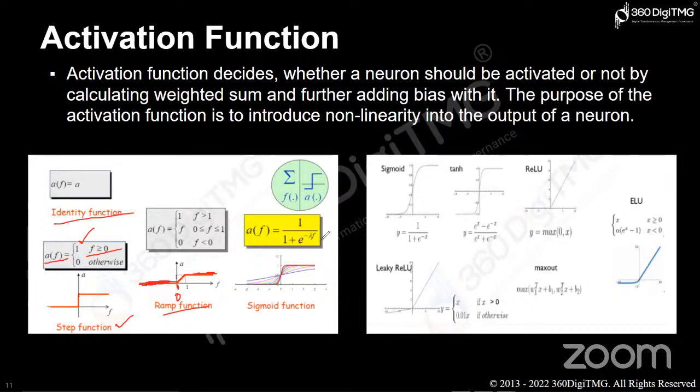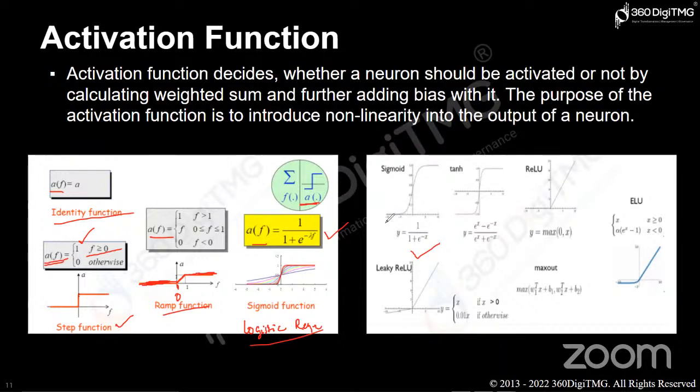Similarly, the sigmoid function is given by this formula. It is like a logistic regression function, and it gives a continuous value. Now we can see there are various functions, and these are all activation functions. We have many functions like this: sigmoid, tanh, relu, elu, leaky relu, max out.